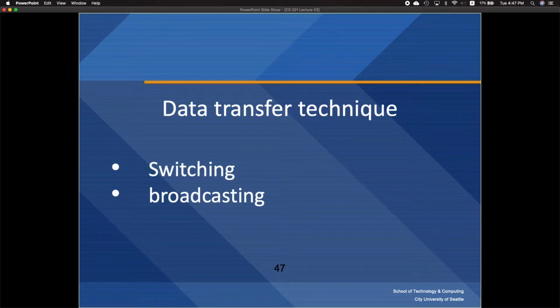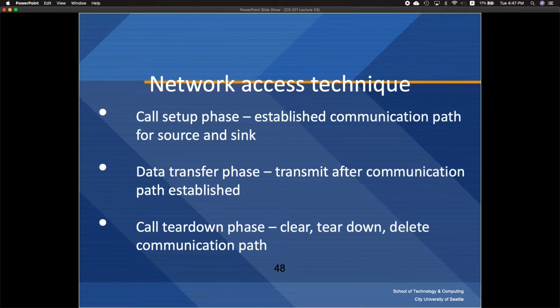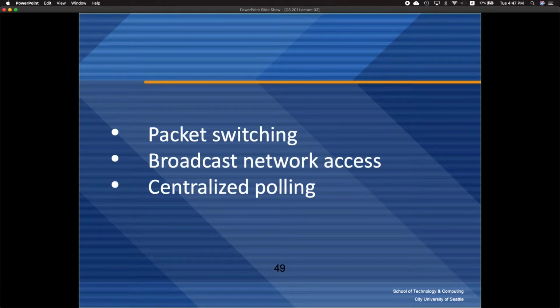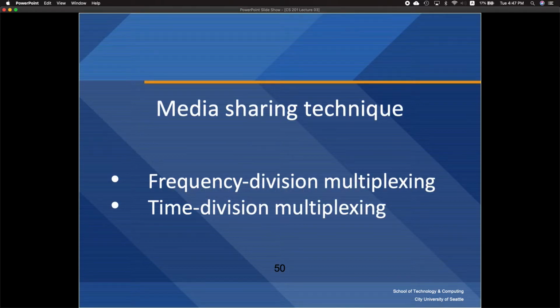Switching and broadcasting for data transfer techniques, called setup phase, data transfer phase, called teardown phase. We have packet switching, broadcast network access, centralized polling, and frequency division multiplexing, time division multiplexing. These are a lot of the things that we read, and you just need to understand them.